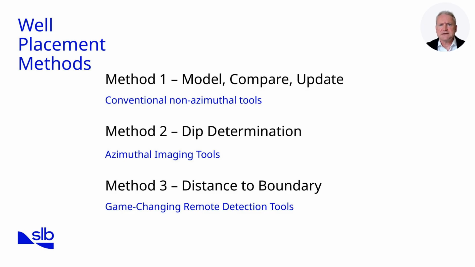This represents a step change. Using advanced remote detection tools like periscope, we can sense boundaries such as the top or base of a reservoir before physically drilling into them. This enables proactive steering, reducing the risk of exiting the zone. In practice, these methods are often combined, depending on reservoir complexity, tool availability, and objectives. In the next sub-module, we will focus on each of these methods.